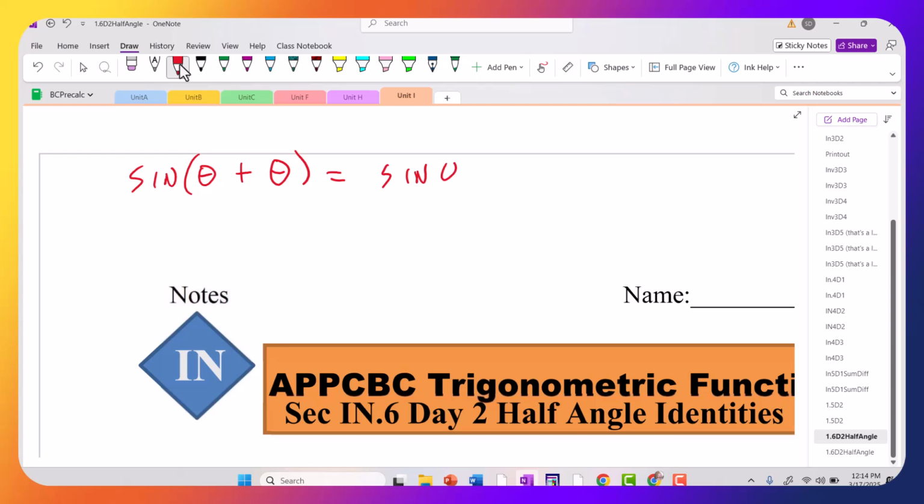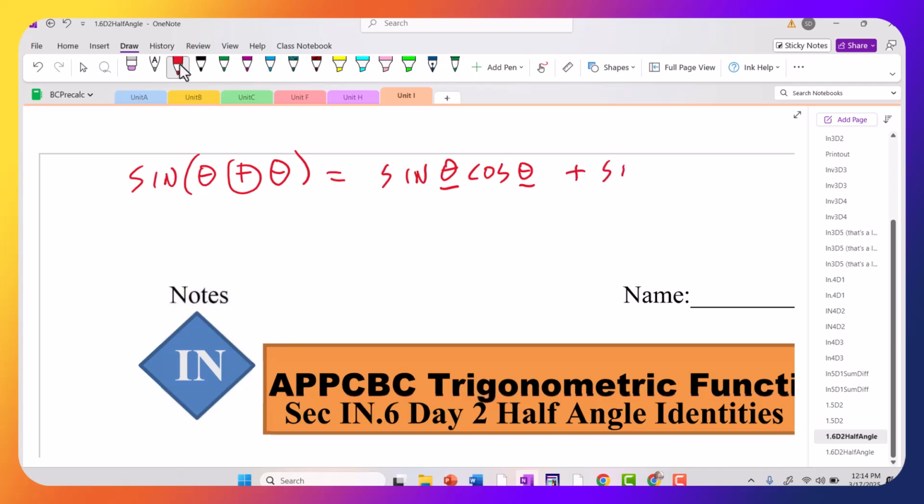So what's sine? It's sine cosine, right? But these angles aren't different. The second angle is the same as the first. And then what do you put in between, plus or minus? Plus. You have to know this anyway. You have to know the sum rule.